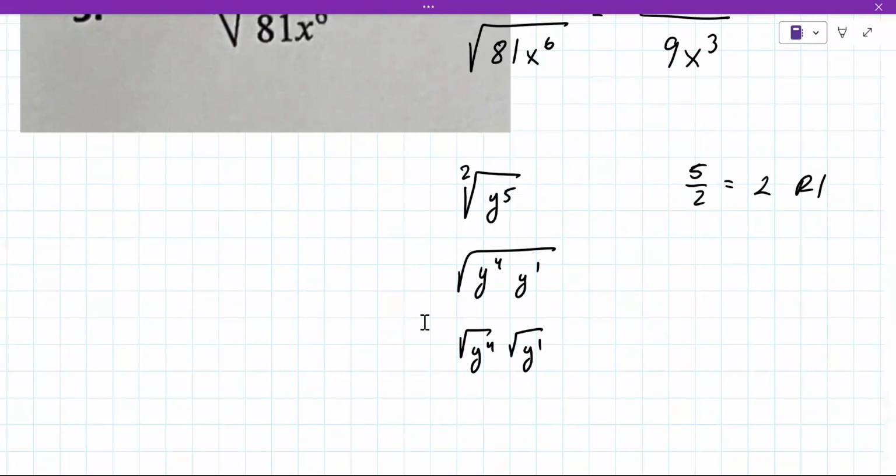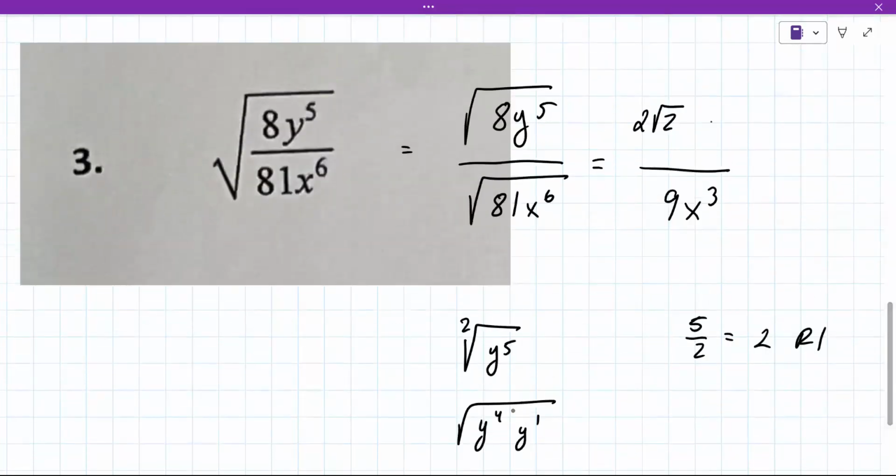Okay, so would it just be 2 radical y? Y squared. Oh yeah, that's what I... Y squared, square root of y. Yes, radical y. That's fine.